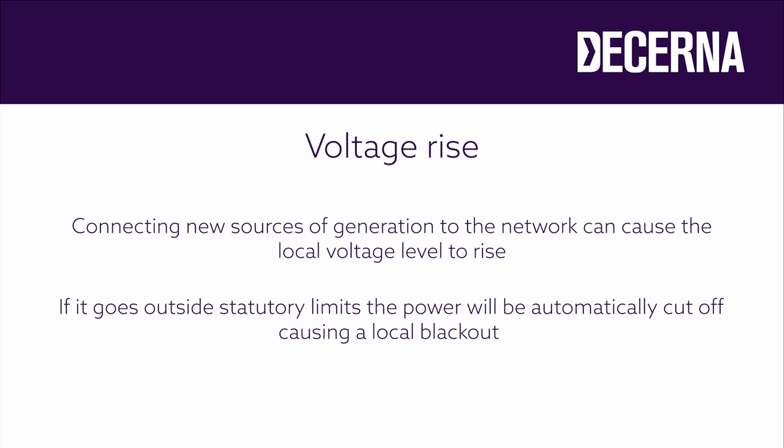Voltage rise. When you connect a new piece of equipment that can generate power to the network, it can cause the local voltage level to rise. If this starts to go outside statutory limits, equipment in the substation will automatically cut off the power, causing a local blackout.